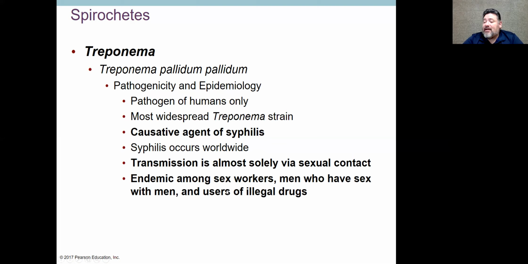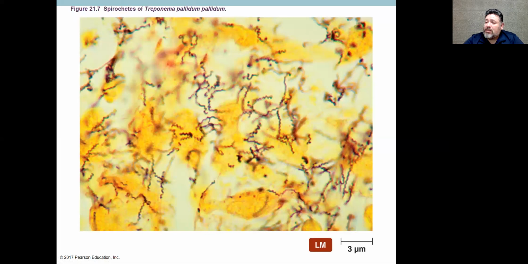Again, it is endemic in sex workers, homosexual men, and people that share needles in illegal drug use. So this is a slide showing the spirochete. You can see that it is a very tightly wound helical pattern. And this is probably being grown in culture. If you were to see this density in an organism, the organism would probably be dead.